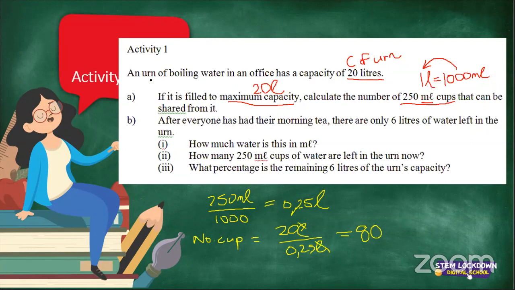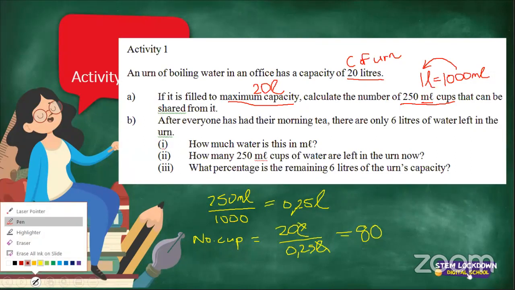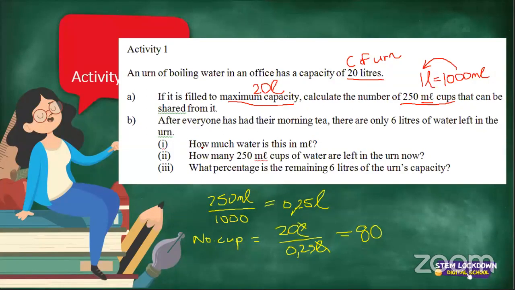Okay. Now in this case, B, after everyone has had their morning tea, there are only 6 liters of water left in the end, right? So obviously it was 20, now there are 6. Okay, let me just use my red. Now they say, how much water is this in milliliters? Okay, remember, we're starting off easy. How much water is this in milliliters, right?